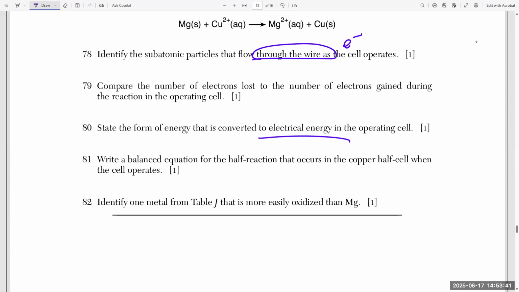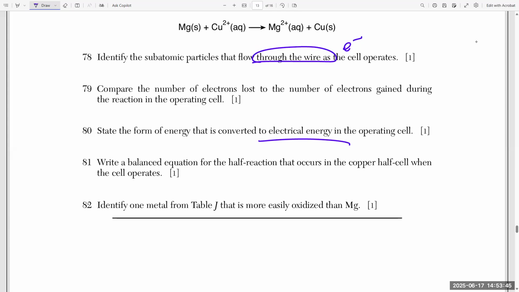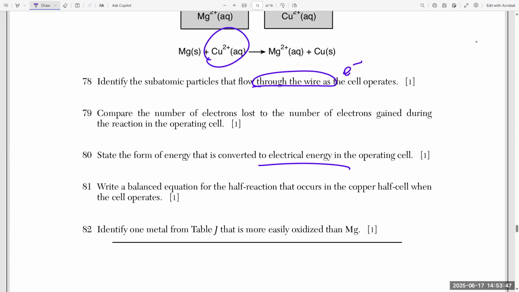81. Write a balanced equation for the half reaction that occurs in the copper half cell when the cell operates. All right, so what are we looking at? It's going to go from copper 2 plus to copper solid. It's going from +2 to 0 on the right side. So you know to balance it, you have to do that. Or the other thing is, you know that copper is reducing because it's going from aqueous to solid.